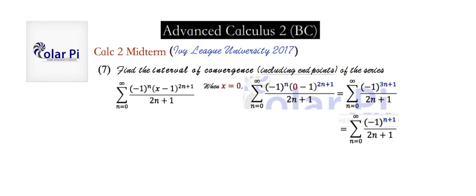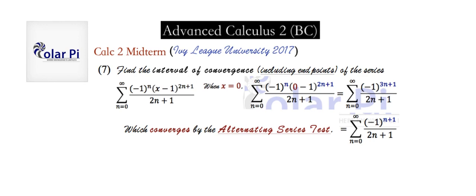So clearly the limit as n goes to infinity of that a sub n, which is 1 over 2n plus 1, is 0. So since all three requirements of the alternating series test are fulfilled, by the alternating series test we say that this series converges, meaning that the endpoint x equals 0 will be included in the interval of convergence.